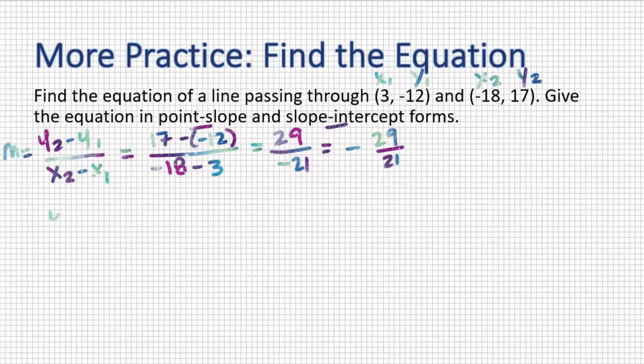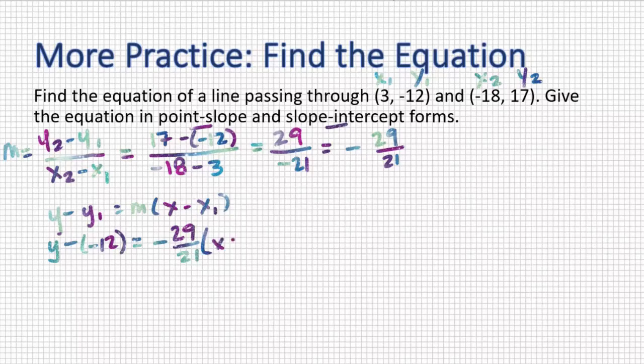Let's have a look at point slope form. Once again, point slope form is y minus y1 is equal to m times x minus x1. And you can use either point, either 3, negative 12 or negative 18, 17. I'm going to choose to use 3, negative 12. So that's y minus negative 12 is equal to negative 29 over 21. It's my value for m. It's not pretty, but that's what it is. And x minus x1, so x minus 3.